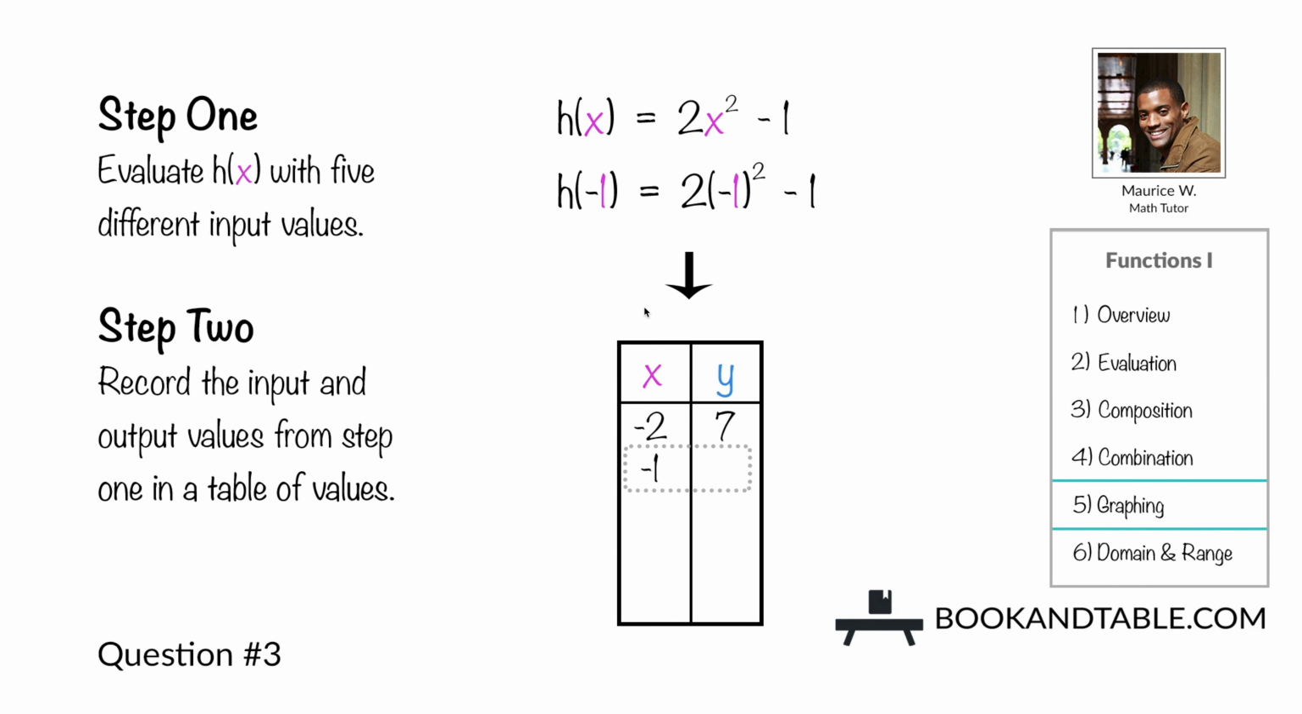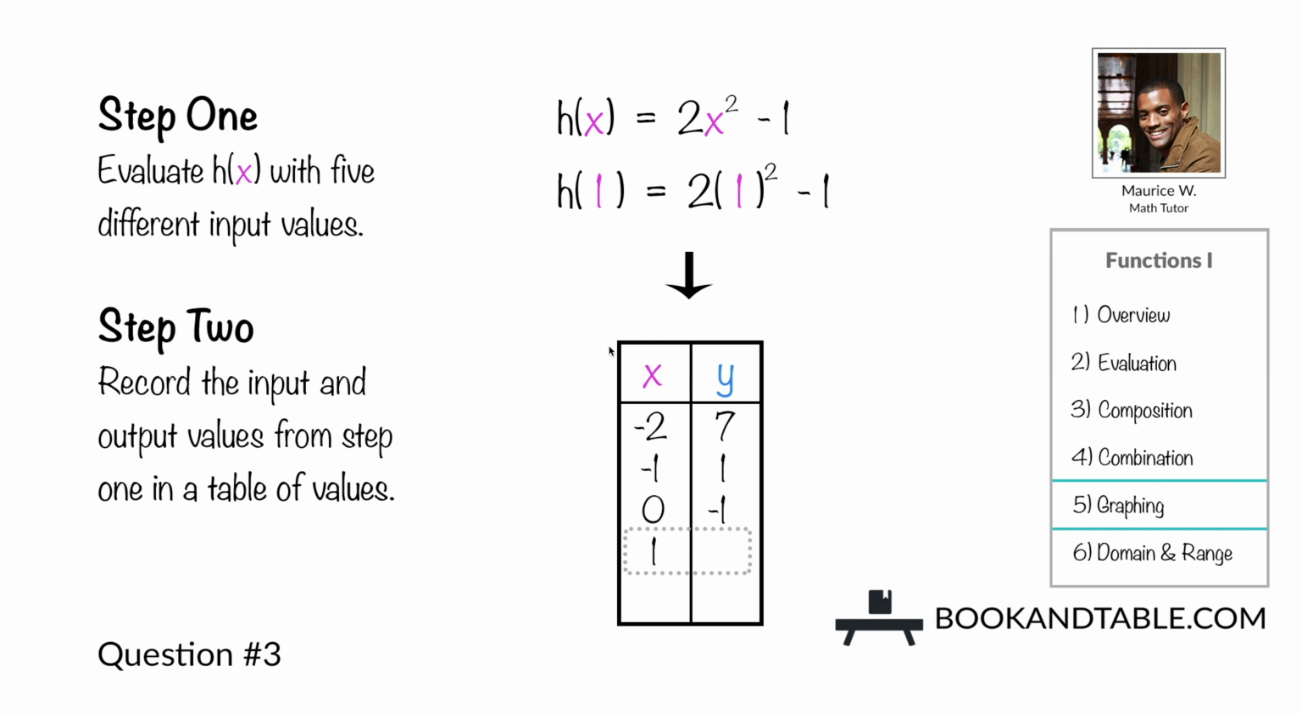We then plug in -1 for x, showing us h of -1 is equal to 2 times -1 squared minus 1. -1 squared would be 1. 2 times 1 is 2. And 2 minus 1 is equal to positive 1. So the input is -1 and the output is positive 1. We then plug in 0 for x, giving us h of 0 is equal to 2 times 0 squared, which would be 0. Minus 1 would give us -1. So the input is 0 and the output is -1.